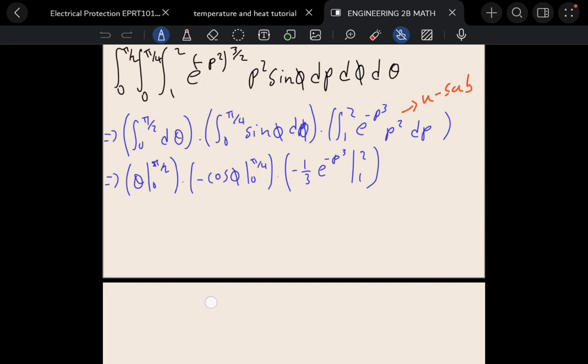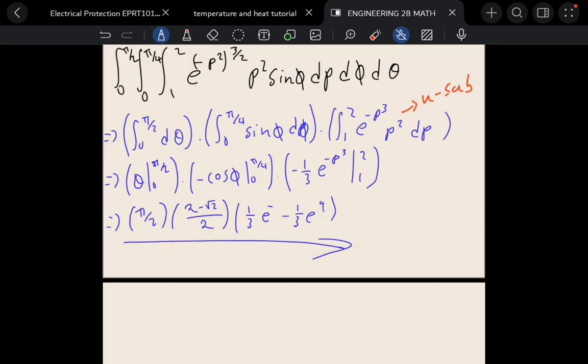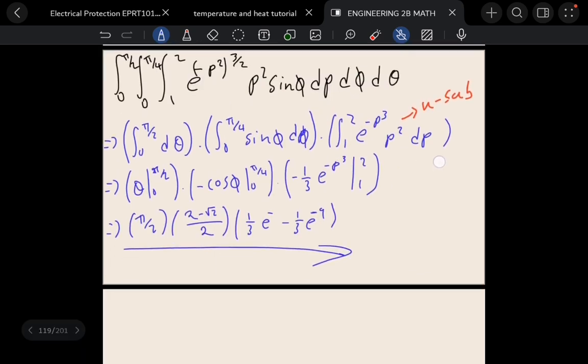So what do you get? We get pi over 2, times 2 minus root 2 over 2, times 1 over 3 e to the power negative 1 minus 1 over 3 e to the power negative 8. This is your final answer. Do not tell yourself that you have a big brain that will actually compute this. Please just leave it like this. As long as there is a pi, you are working with spherical coordinates.